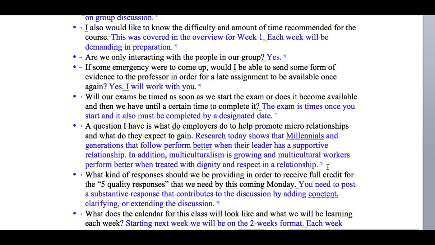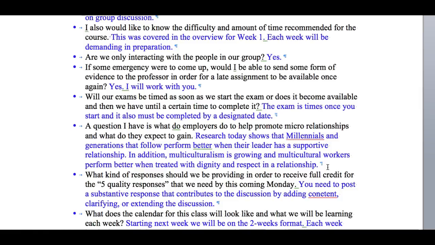Are we only interacting with the people in our group? And the answer is yes. If some emergency were to come up, would I be able to send some form of evidence and get a late assignment? Yes, I'll work with you. I think that was, by the way, that was covered in the video, so you may want to look through that again. I think it was also in the detailed information link.